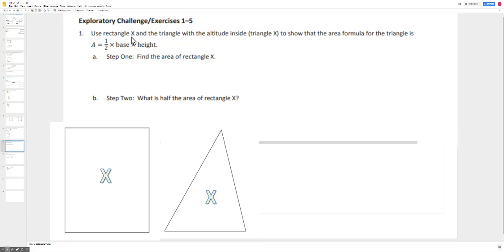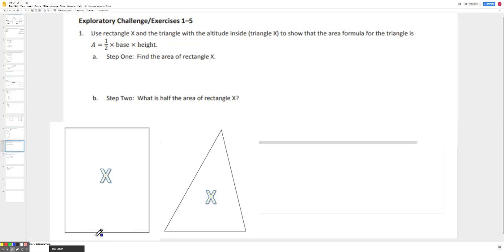It says use rectangle X. So I have this here. You can draw this in. If you need to, you can draw it over here. And the triangle with the altitude inside triangle X. So these are the exact same thing. They have the same bases down here, and they have the same height or the same altitude.